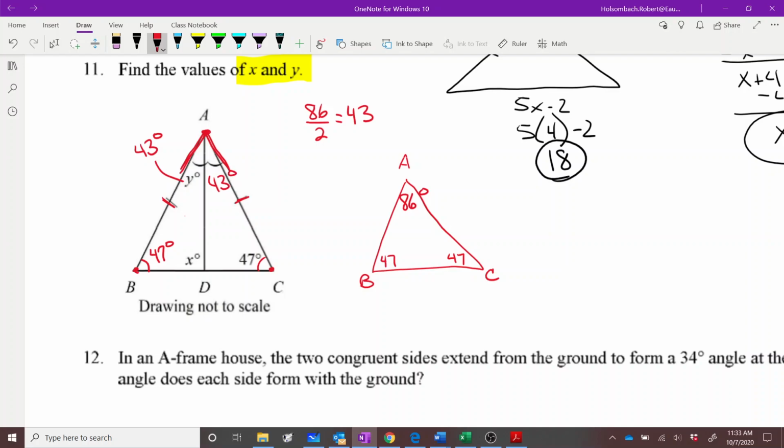So now we need angle x. So x is going to be equal to 180 minus 43 minus 47. So x is equal to 90 degrees. So here's your x and here's your y.